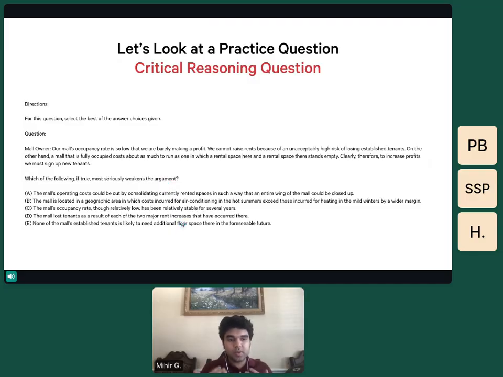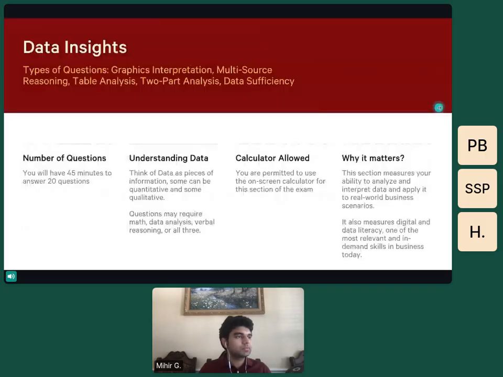One thing to note here is that the way the verbal section is laid out, you'll alternate every 3 to 4 questions between one reading comprehension passage and multiple critical reasoning questions. Moving on to data insights.